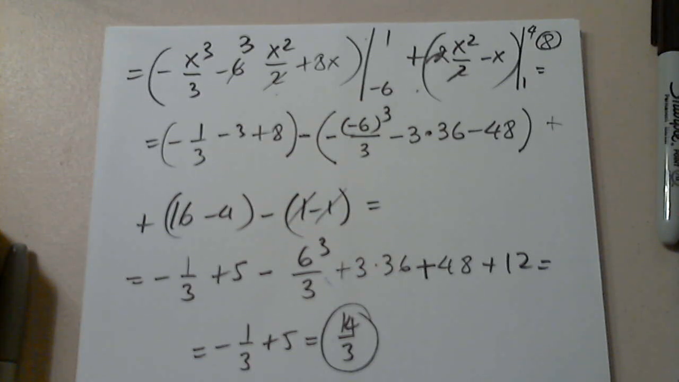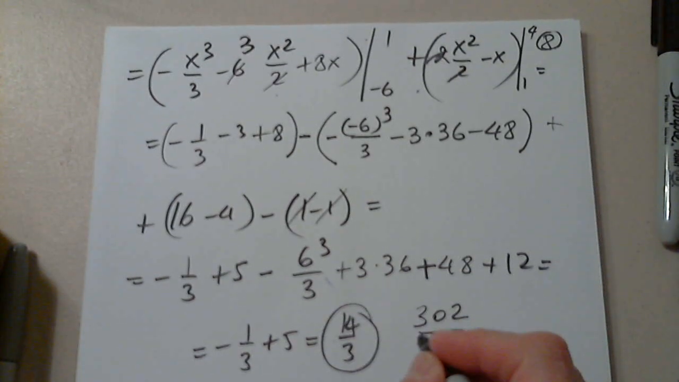Negative 1 divided by 3. And then plus 5. And then minus 6 to the 3rd divided by 3. And then plus 3 times 36. And then plus 48. And then plus 12. And if I don't get this 100.666, I have to go back to the drawing board. Okay. So it's even changing it into a fraction, 302 over 3. Fine. So 302 over 3.